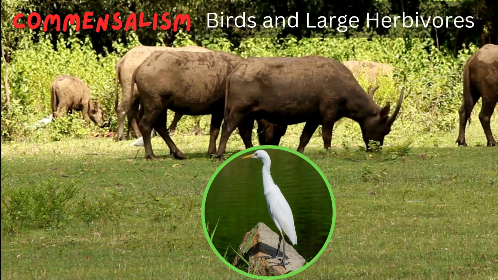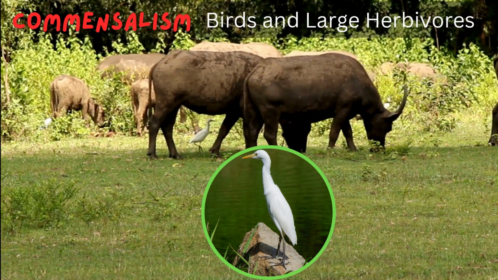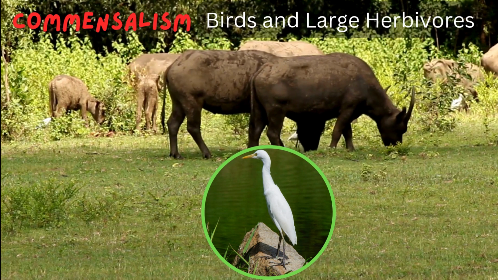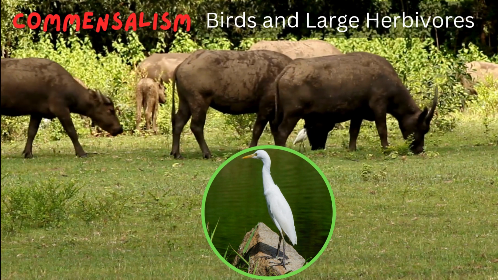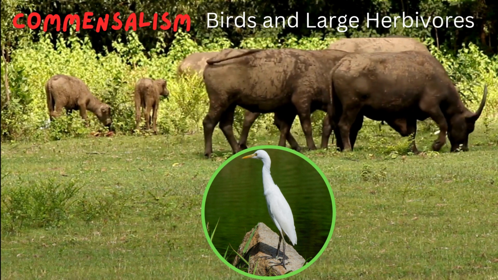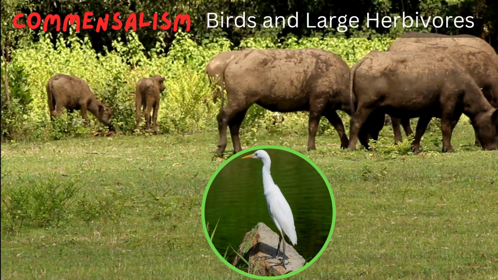Birds like egrets often follow large herbivores such as cattle, buffalo, or elephants in fields and grasslands. As these animals move, they disturb insects and small animals in the grass, which the birds can then eat. The large herbivores are unaffected by the birds, while the birds gain easy access to food.